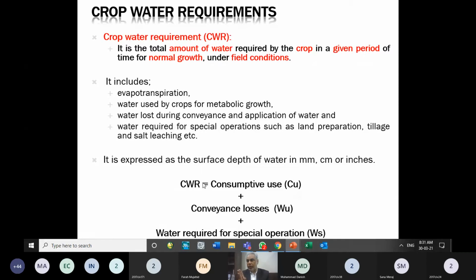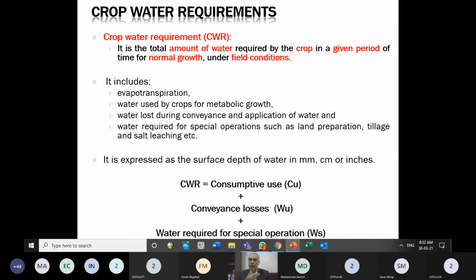So mainly three components. One is consumptive use, and the consumptive use comprises the evapotranspiration requirement and the metabolic requirement, the water required for metabolic growth of the crop. And the second thing is the conveyance losses in the system, because we don't have the water present in the field, we have to convey it from far lying areas. Sometimes we have to convey it for hundreds of kilometers.